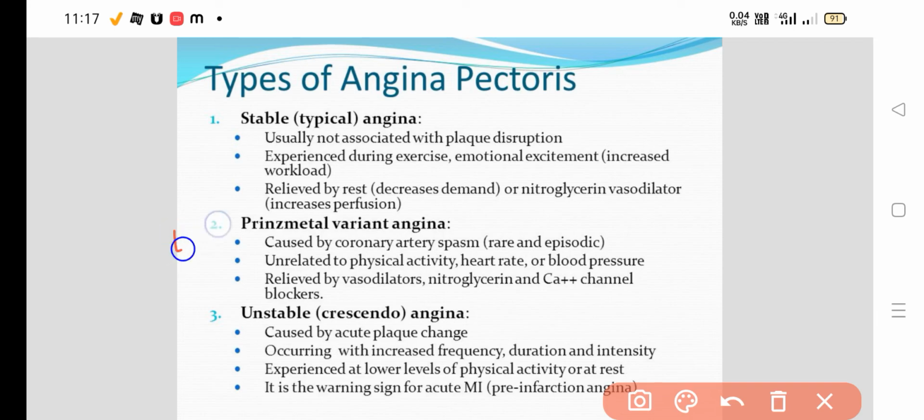The third type is Prinzmetal variant angina. Prinzmetal is the name of the scientist. It is also called variant angina or vasospastic angina. It is purely vasospastic, caused by coronary artery spasm. It is very rare and episodic in nature. It is unrelated to physical activity, heart rate, or blood pressure. It may or may not be associated with atherosclerotic plaque or deposition of cholesterol. It is relieved by taking vasodilators, nitroglycerin, and calcium channel blockers.